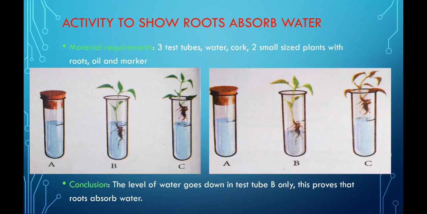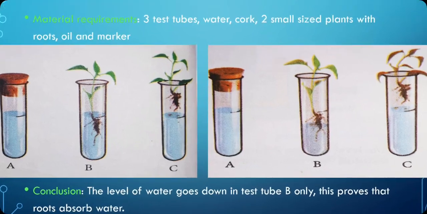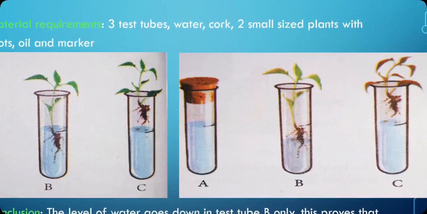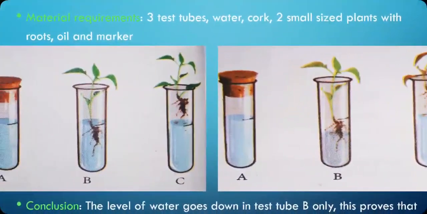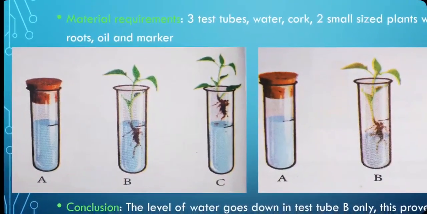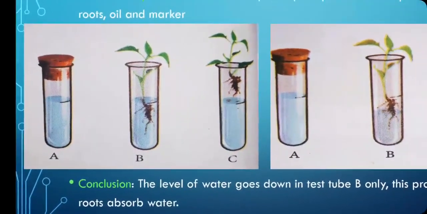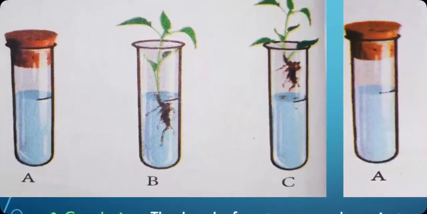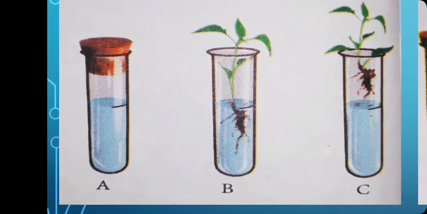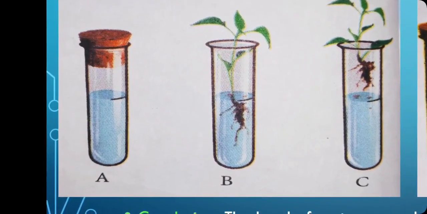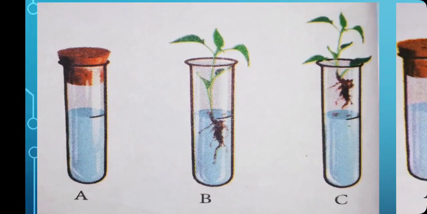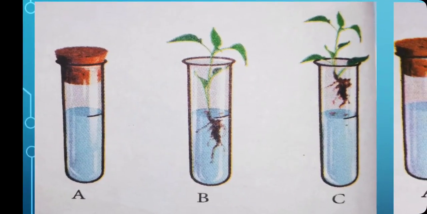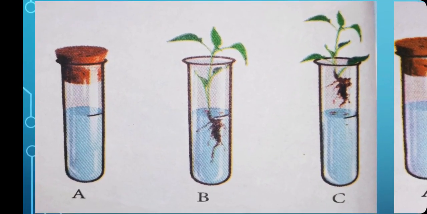Activity to show roots absorb water. For this, the materials needed are 3 test tubes, water, cork, 2 small-sized plants with roots intact, and oil and water. So for this, you have to take 3 test tubes and name them A, B, and C. In the first test tube, you just have to keep water and fix a rubber cork over it.